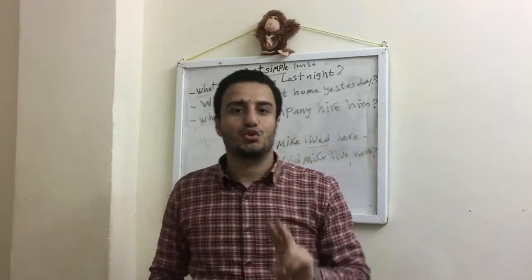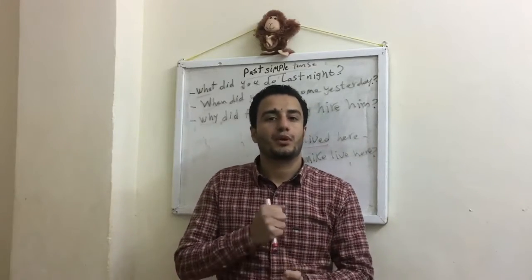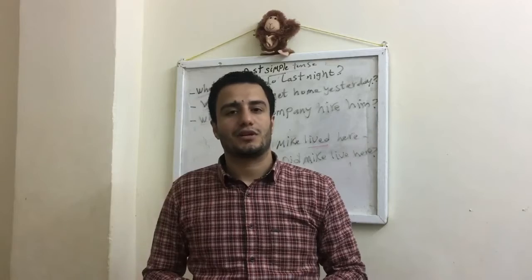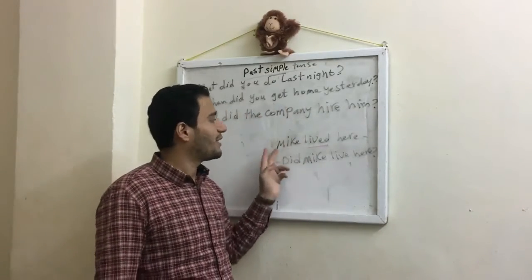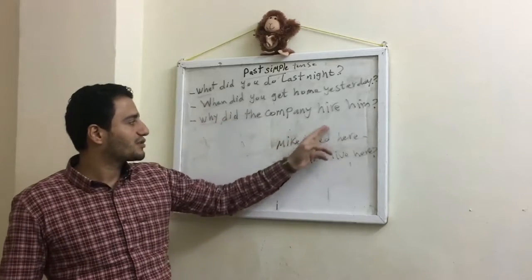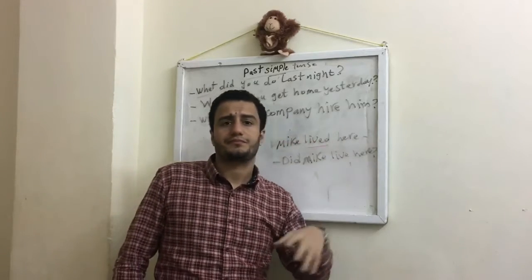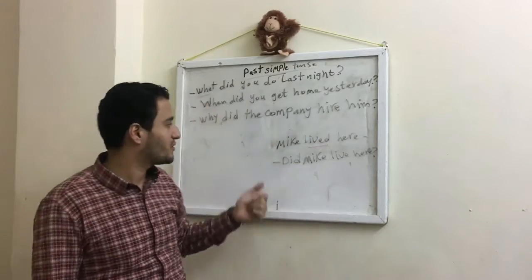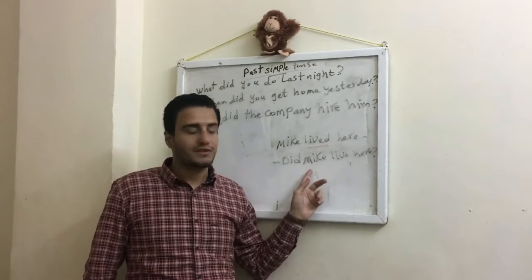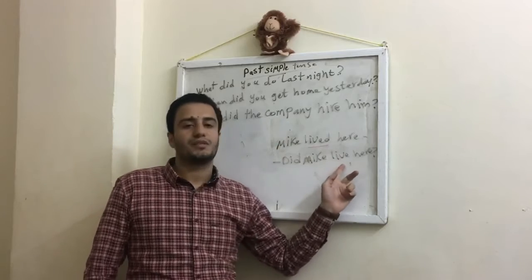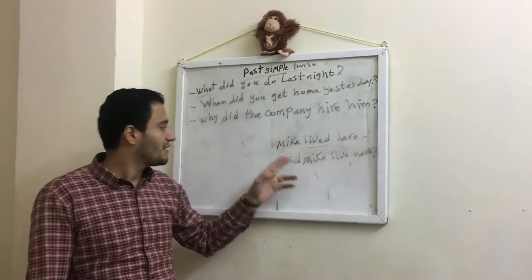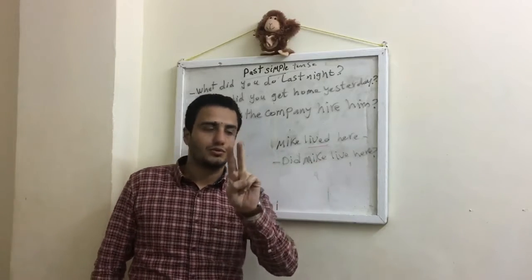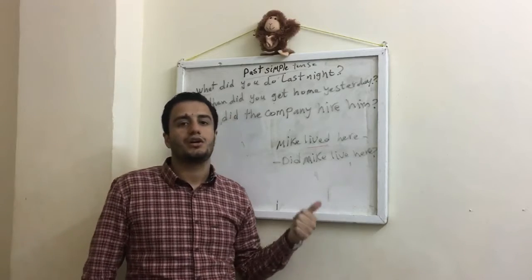Now I will introduce you to two ways to form questions for the past simple tense. The first one is did. If we see this example here, Mike lived here. The action verb is lived. So what we do, no matter what the subject is, is start the question with did, and then we put the subject, Mike, and then we put the infinitive. So I can say, did Mike live here? And I can answer this question with yes or no. Yes, he did. No, he didn't.